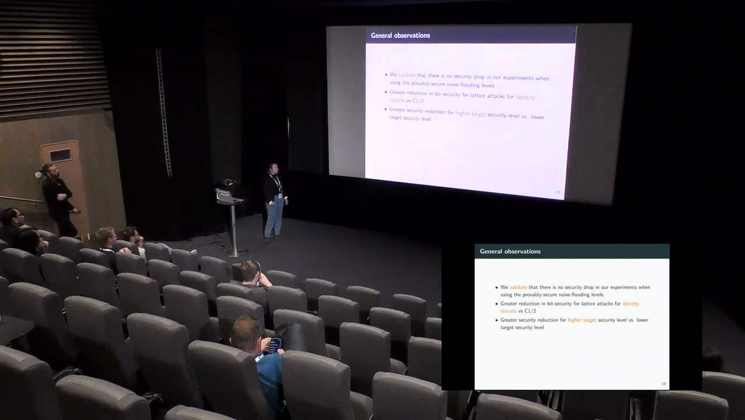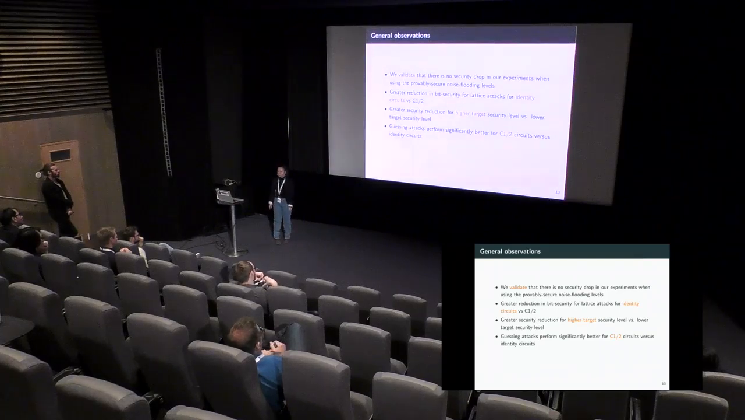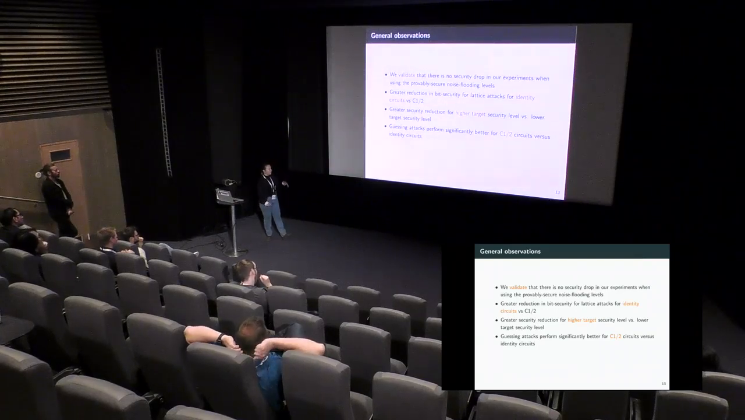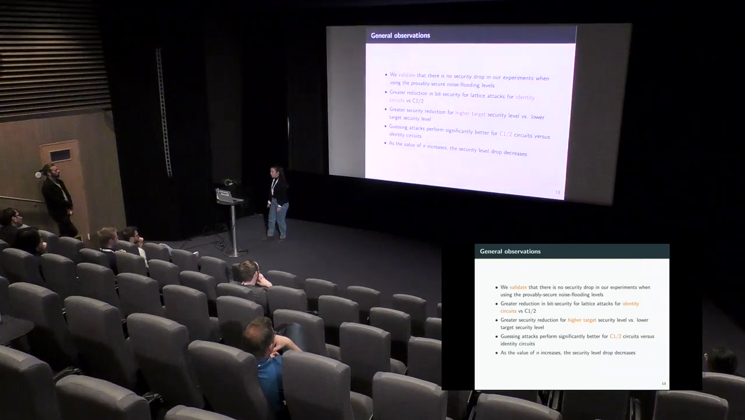We also see a greater security reduction for higher target security level versus lower target security level. Although again, as I showed you, the trend is that as n increases, this security drop decreases anyway. And then guessing attacks perform significantly better for class 1 and class 2 circuits versus identity circuits. If you look at the number of hints that you need, you need a lot more decryption queries for identity circuits for the same success probability of the attack. And again, as the value of n increases, the security level drop decreases.